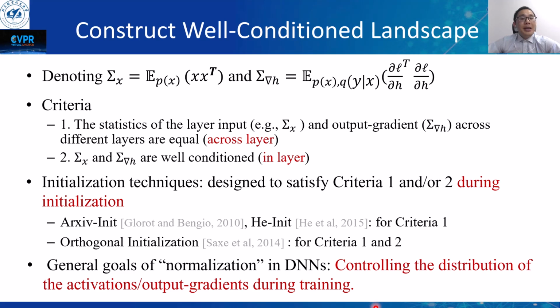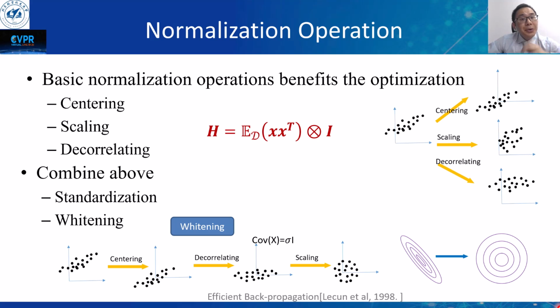Therefore, we can see the general goal of normalization in training deep neural networks is controlling the distribution of the activations or output gradients during training. This is the key motivation of normalization in training deep neural networks. One key question is, what kind of normalization should we use for benefiting the optimization? As analyzed before, a better condition number of the Hessian matrix or input covariance matrix is easier to optimize. Therefore, we expect to normalize the activation such that it has a better conditioned input covariance matrix.